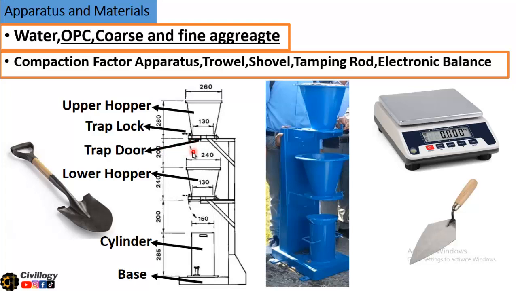To allow the concrete to fall freely, there is a trap lock and a trap door. When this trap lock is turned clockwise or anti-clockwise, the door suddenly opens and the concrete that was filled in the upper hopper comes into the lower hopper on its own weight, and then it is again released through this trap door, which allows the concrete to fill up the cylinder. We will discuss the procedure in an upcoming slide, so just keep in mind the dimensions of this apparatus.